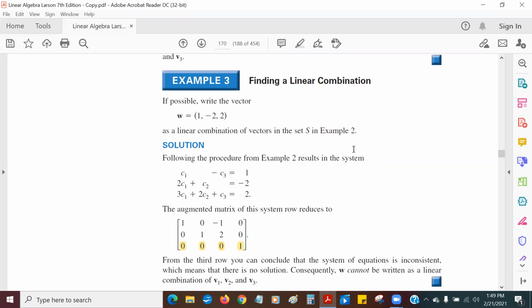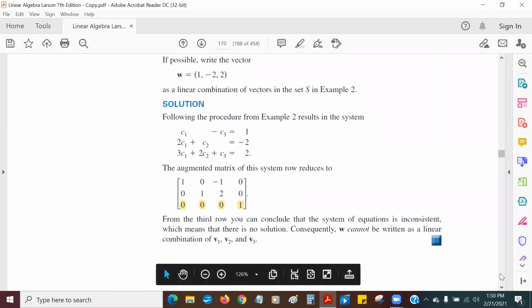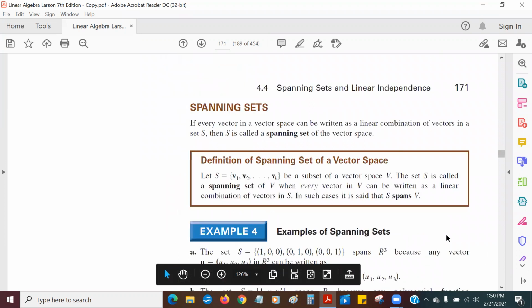So apparently, with these three vectors, I was able to linearly combine them to get the vector 1, 1, 1. But I was not able to linearly combine them to get this new vector w. So that's the way it goes. But we're going to see that that's a very significant concept. And that's actually going to get us into our next concept, the concept of spanning sets.